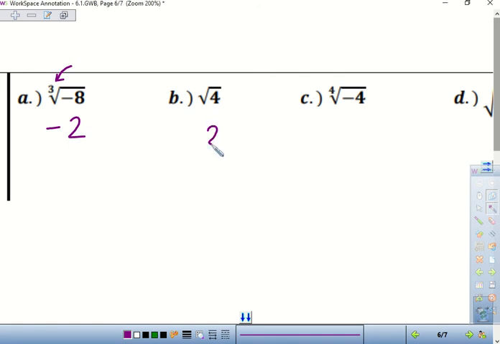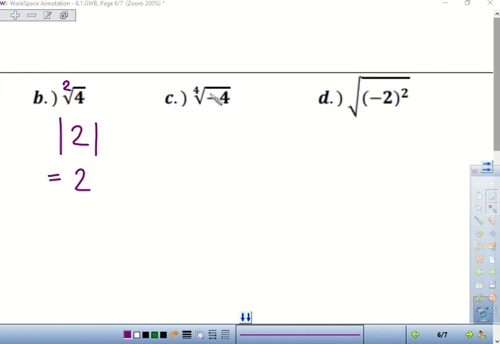2. So this is an even index, okay? And this is an odd power. So technically you want to make sure you take the absolute value of that answer. In this case it doesn't matter, right? The answer happens to be 2. Okay, but had it been negative, it would have fixed our problem.